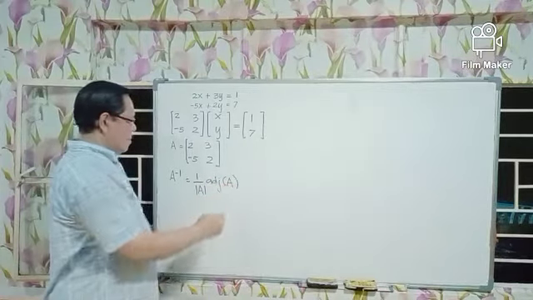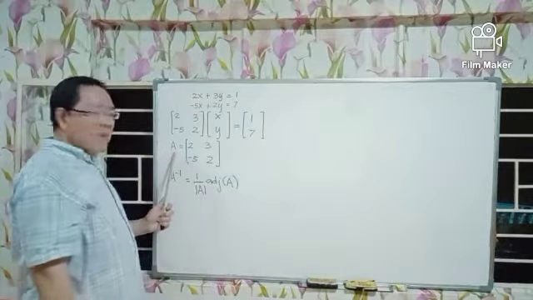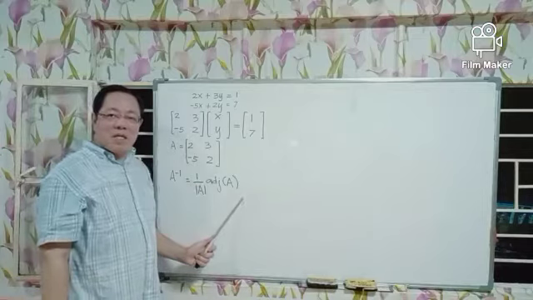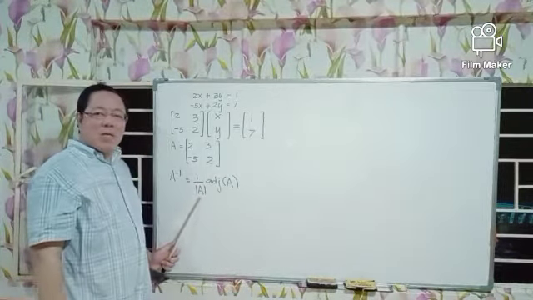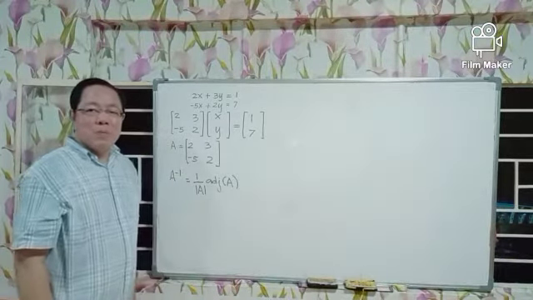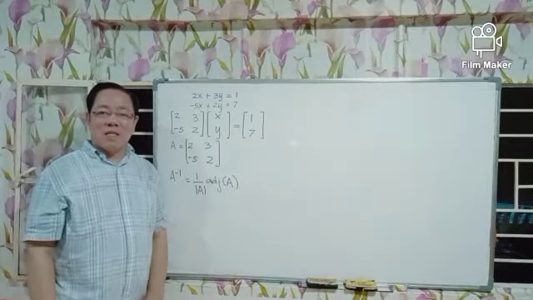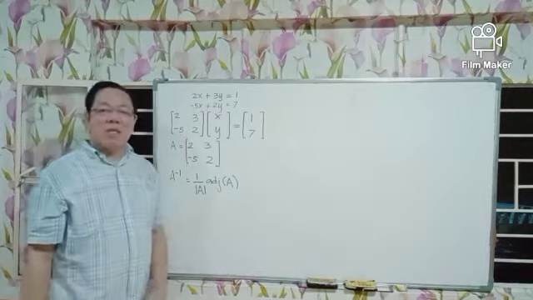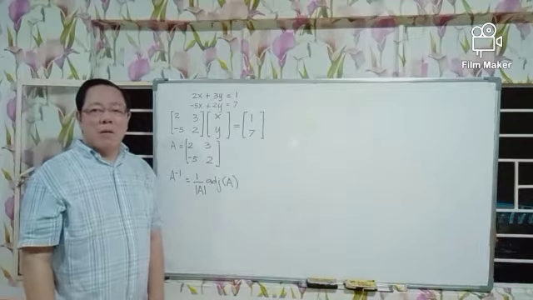Using adjoint and determinant, the inverse of matrix A, denoted by A to the minus 1, is equal to the adjoint of matrix A multiplied by the scalar 1 over the determinant of A. And if the determinant of A is 0, then you conclude that the inverse of matrix A does not exist, and you conclude that the system of linear equations cannot be solved by using inverse matrix.